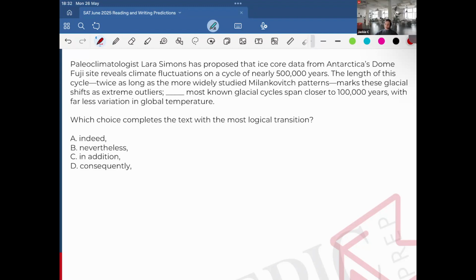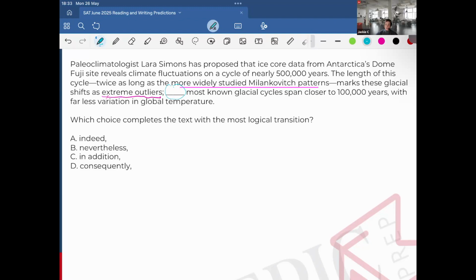So to me, it seems to be saying that there is this new cycle that Lara Simons proposed, and that it's twice as long as the more widely studied Milankovitch patterns, but that even still, these are extreme outliers. And then it emphasizes what cycle is the most common. So it's emphasizing to me. So I'm going to look for a choice that emphasizes.